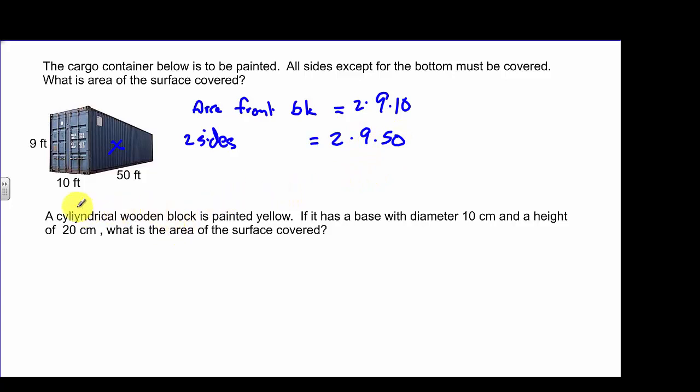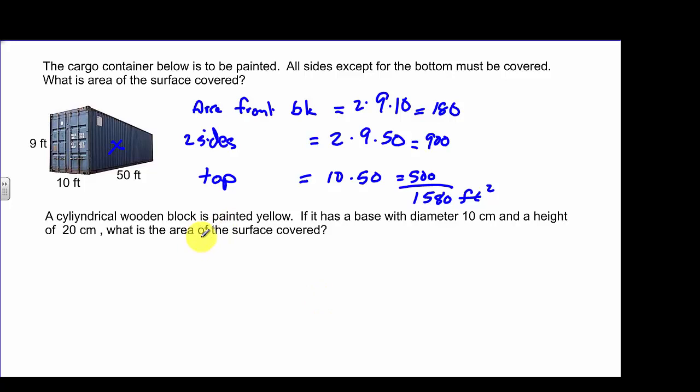And it says we're not going to paint the bottom, but we will paint the top. So I have to take the top area and find that, which is 10 by 50. And then I'll add all those up. So I'll first say I have 180 here, I have 900 here, and I have 500 here. Adding all those up, I get 1580. And since this is area, we're talking about square feet.